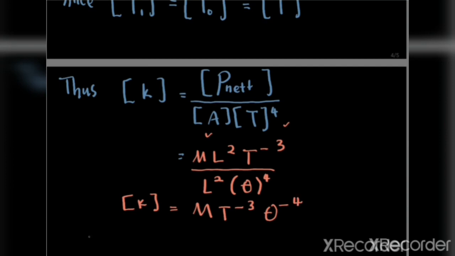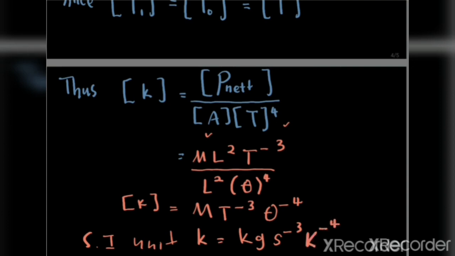Therefore, the SI unit for K is: for M, mass, the unit is kg. For T, which is time, the unit is second to the power of negative 3. And theta is for temperature, so the SI unit for temperature is Kelvin.